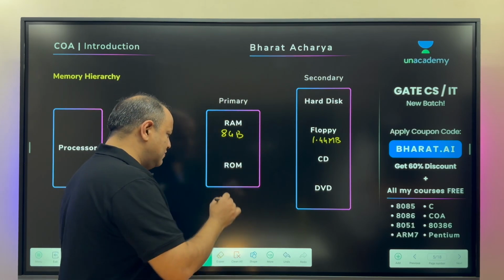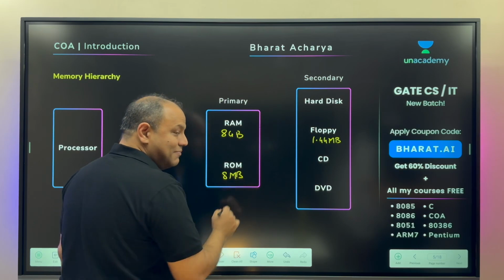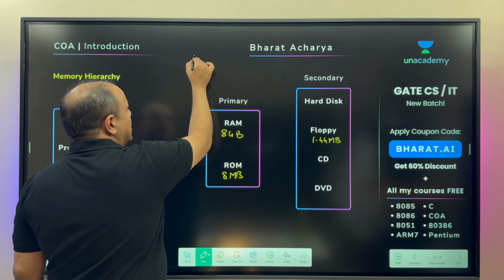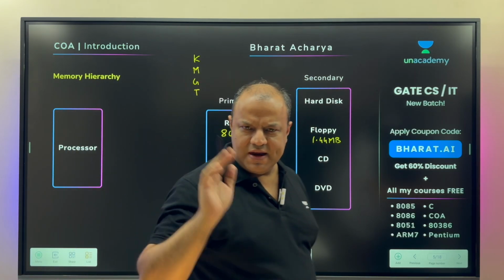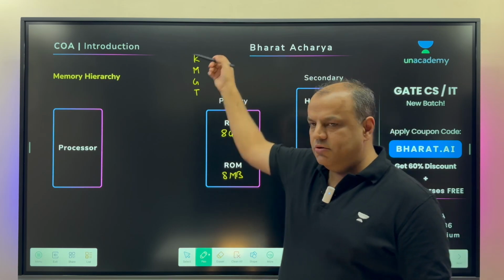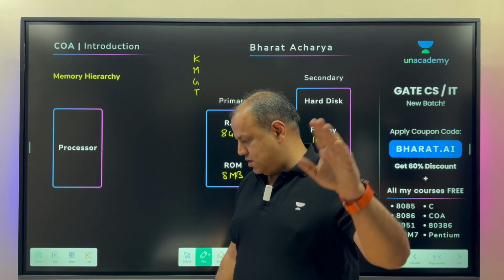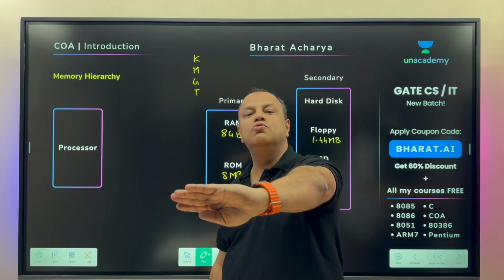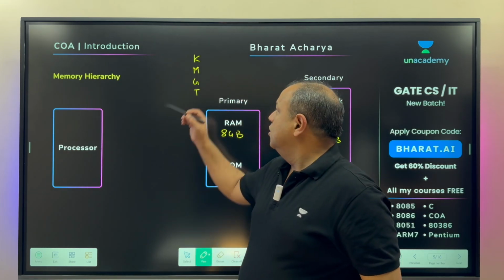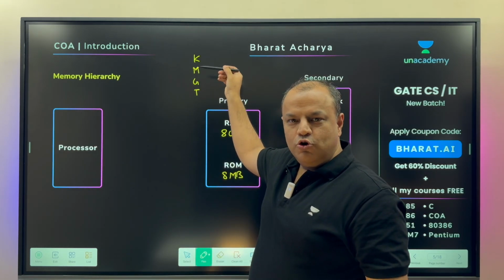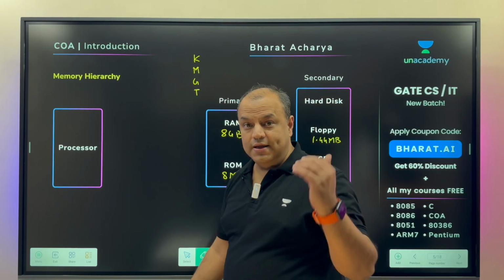How much ROM do you have? 4 to 8, I'm keeping the number same, 8 MB. MB. You understand? First of all, kilo, mega, giga, tera. I'll keep that on the board. The smallest is kilo. Before kilo come bytes, individual bytes. 1,000 bytes make a kilo. Now, it's not exactly 1,000, it's 1024. Keep it simple, 1,000. And then each one grows by 1,000. So 1,000 bytes make a kilo, 1,000 kilo make a mega, 1,000 mega make a giga, 1,000 giga make a tera. Are you clear? They grow in thousands.